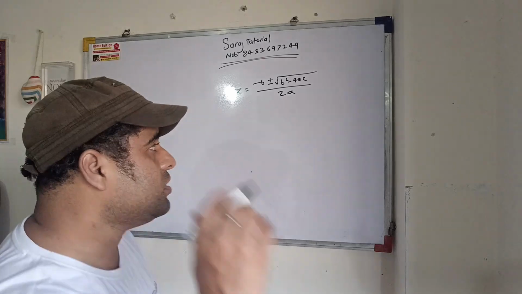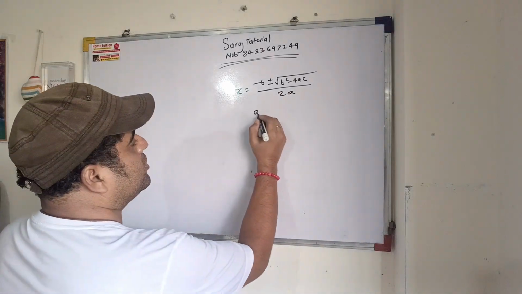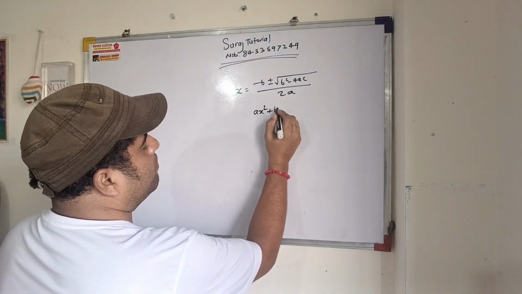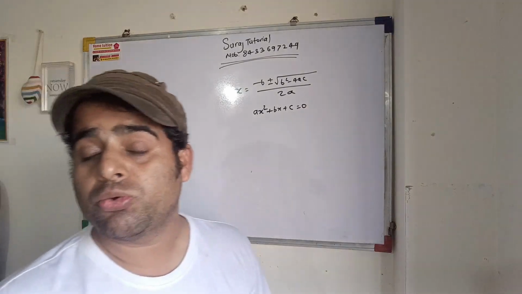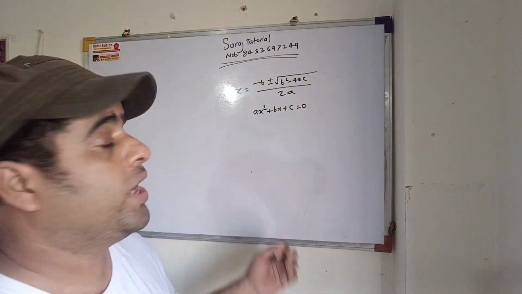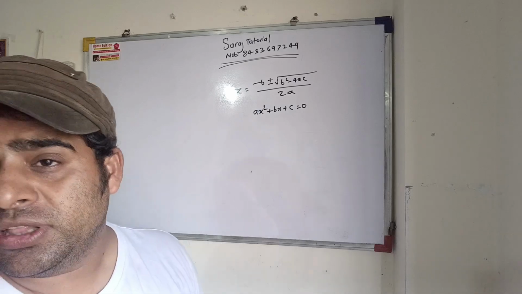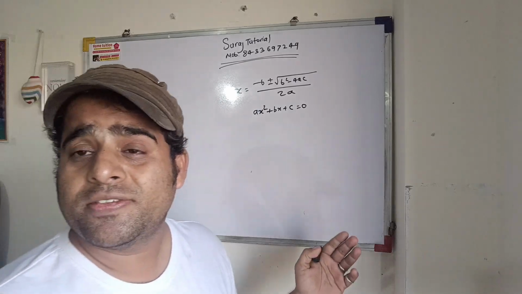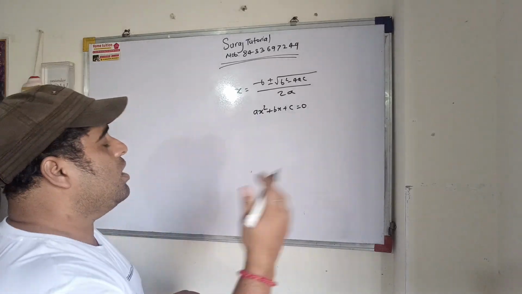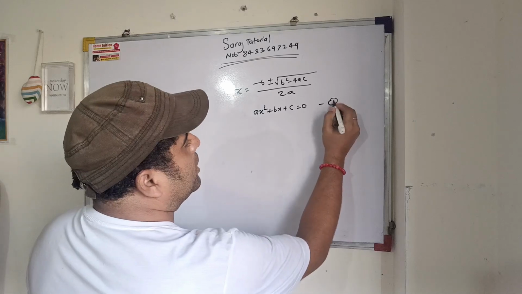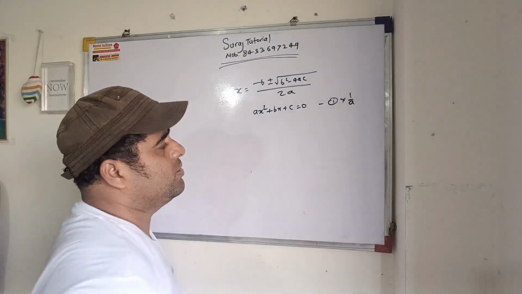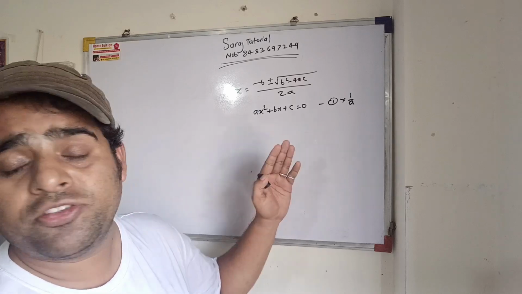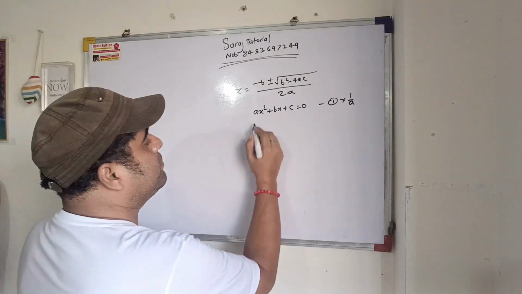You know that every quadratic equation is in the form of ax square plus bx plus c is equal to 0. This is the standard form of every quadratic equation, and we have to find out the value of x in this case. How do you find this? Let's see. First, I'm going to multiply this equation by a, or you can also divide this equation by a. Means dividing this equation on both sides by a, we get what?